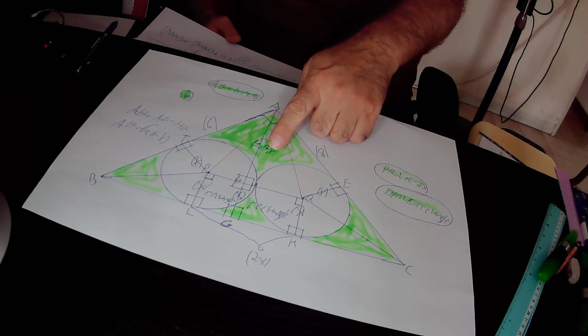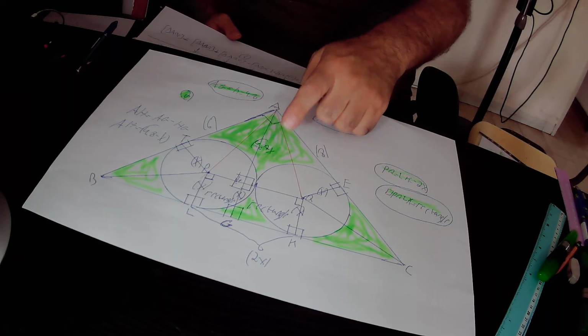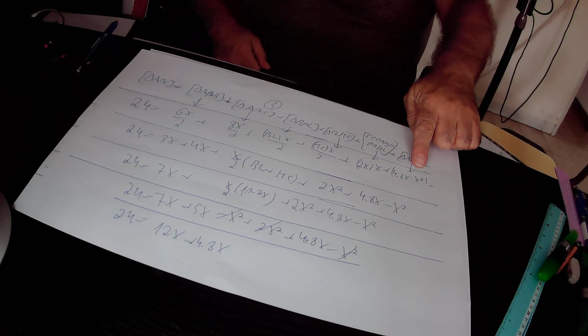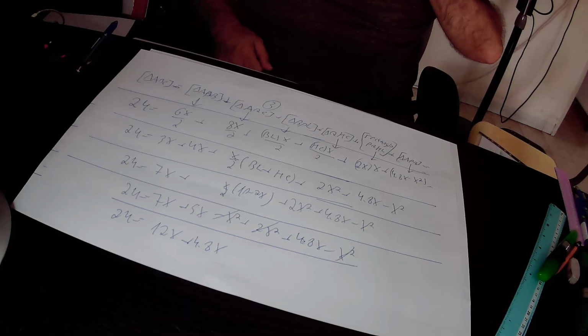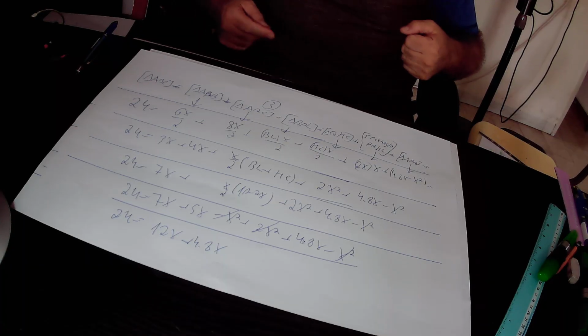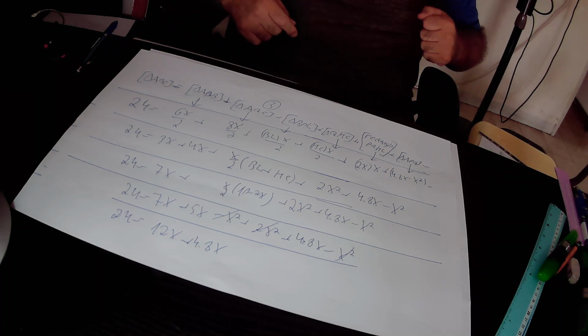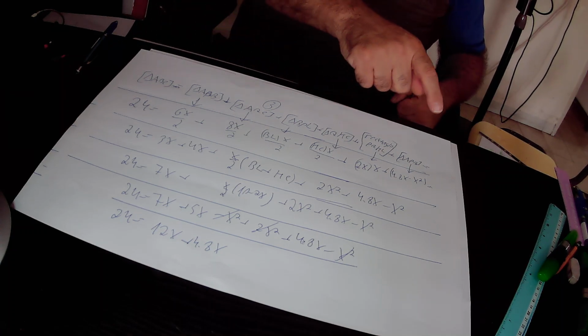We only found out that the area of this triangle APQ in total equals 4.8x minus x squared, squared in size. In the next step, we simplify. So, the area of triangle ABC is 24 squared in size. So, in the next step, we will simplify this long expression.